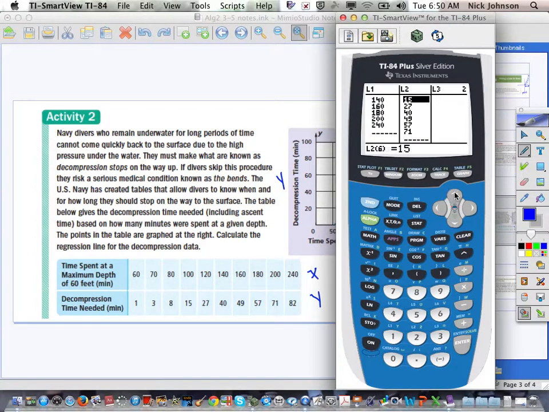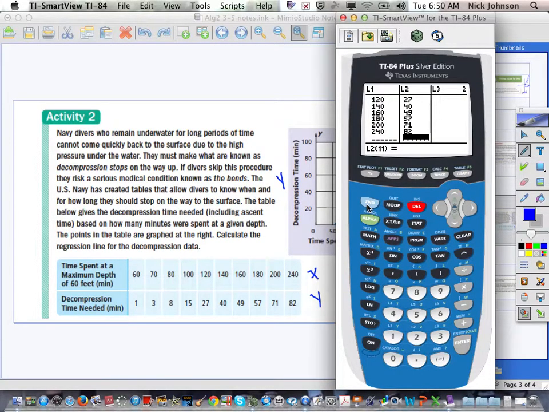Oh, that's because I didn't clear out the other two. Let's try that again. 1, 3, 8, 15, 27, 40, 49, 57, 71, and 82. Delete that one.